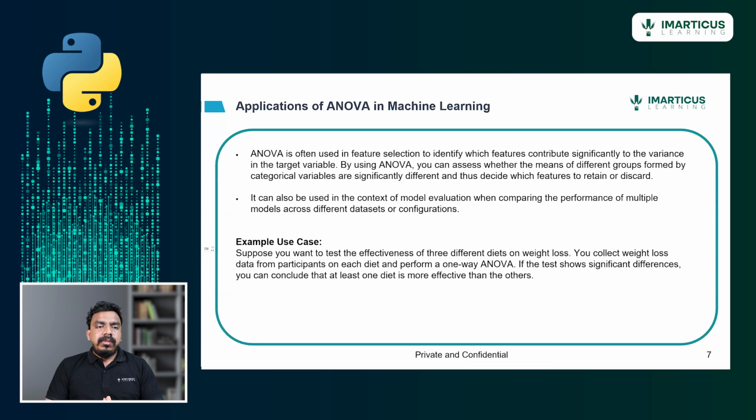ANOVA is often used for feature selection to identify which feature contributes significantly to the variation in the target variable.